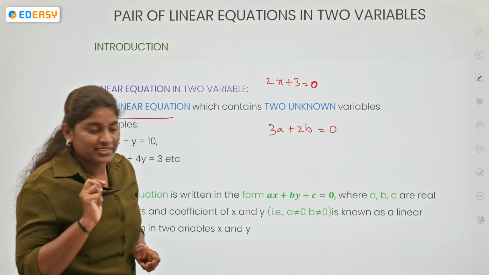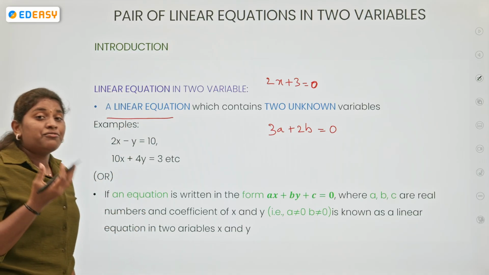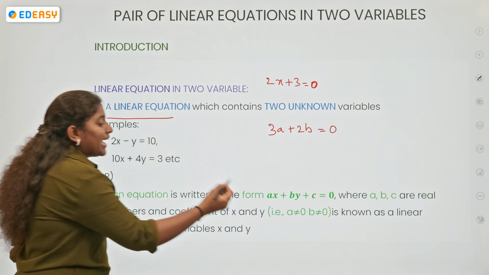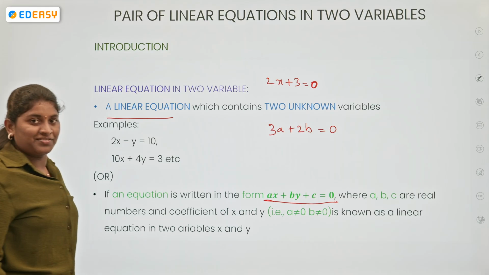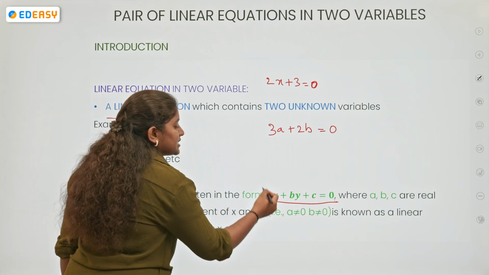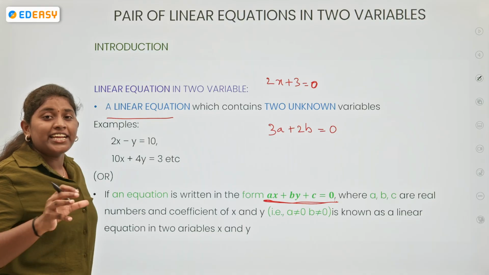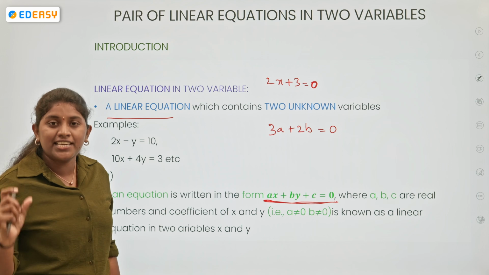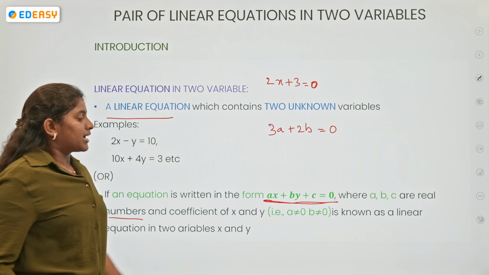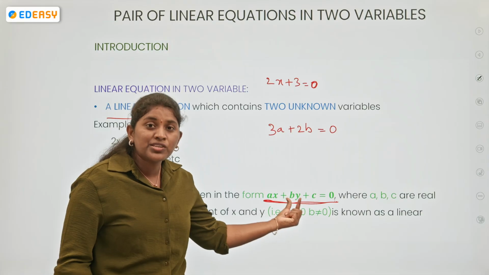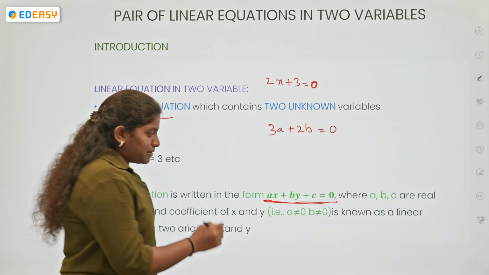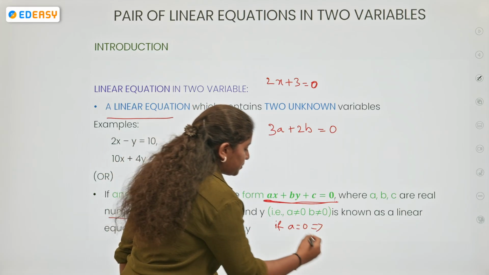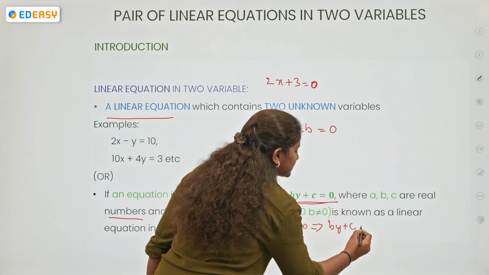Simply, if you equate a linear expression to some other value and it has two different variables, it is a linear equation in two variables. Now, what will be the general form of our linear equation in two variables? ax plus by plus c equals 0. This is our linear equation in two variables, where our coefficients a, b, c are real numbers, and a should not equal 0 and b should not equal 0. Why? Because if a equals 0, then this equation will become by plus c equals 0.